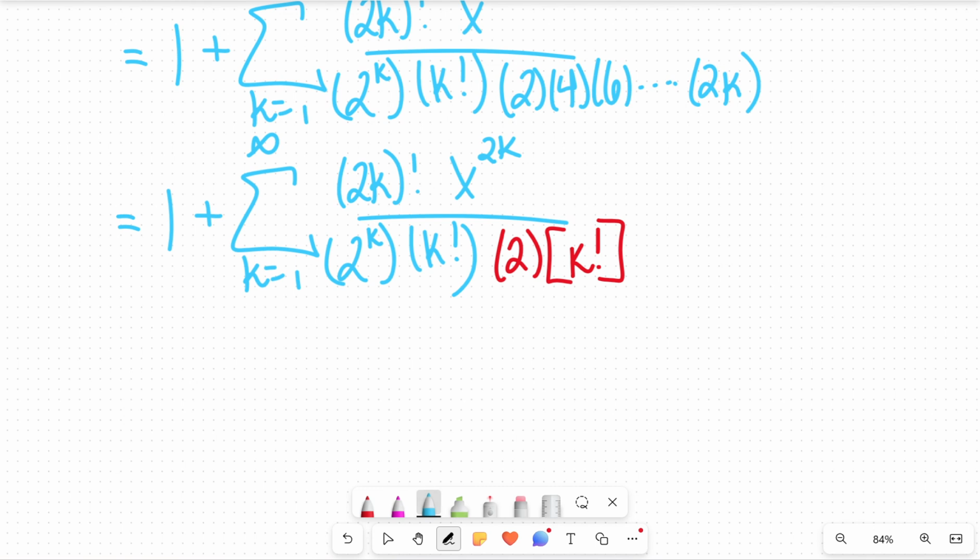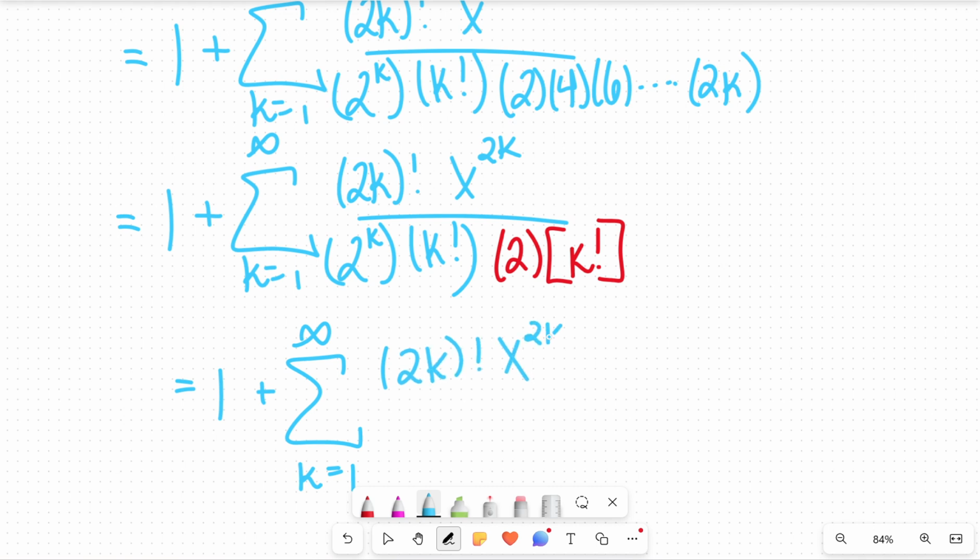I'm going to simplify my summation a little bit more, so I have 1 plus, going to infinity, starting at 1. I have 2k factorial, x to the 2k power, 2 to the k power in my denominator. This is actually 2 to the k power because I don't just have one 2. I took 2 out from every single term. There are k number of 2's. So I have 2k, my 2k from before, and I actually have 2k factorial. So I can write this as k factorial squared.